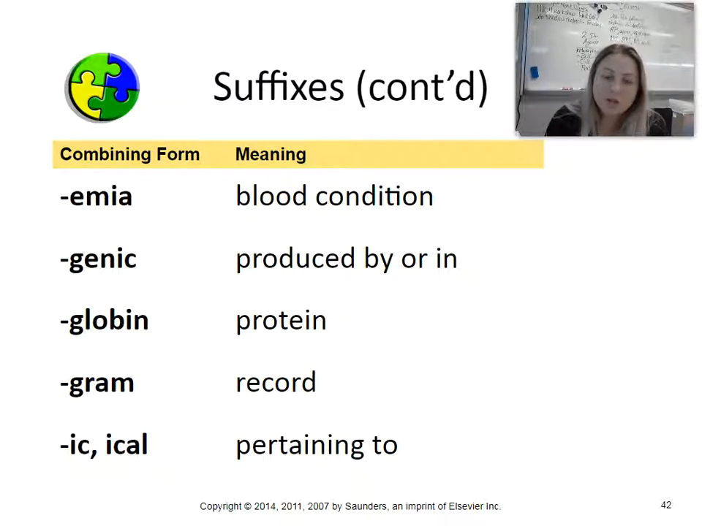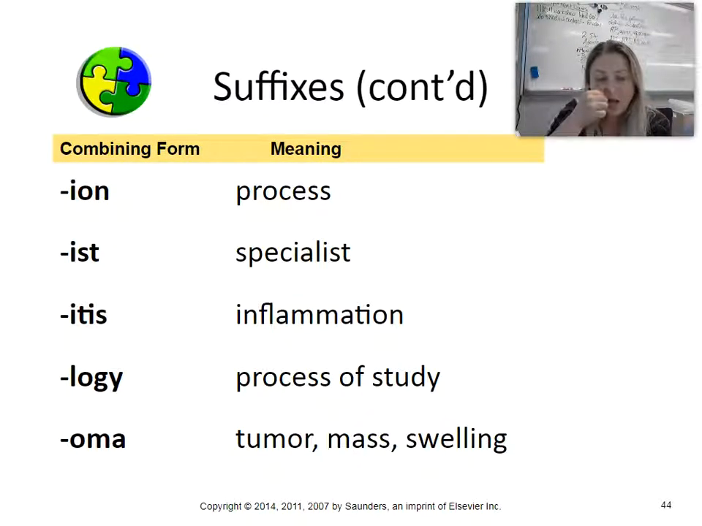Gram is a record like electrocardiogram, electroencephalogram. Ick or ickle is pertaining to. Cephalic, pertaining to the head. Okay. Ion is a process. IST is a specialist. Itis, inflammation. Logi is a study of, and then oma is a tumor, a mass, or a swelling.